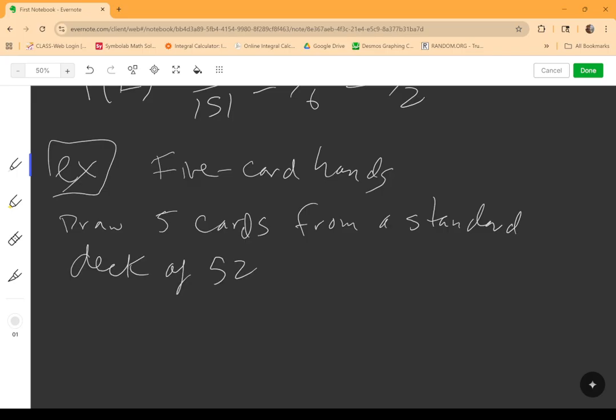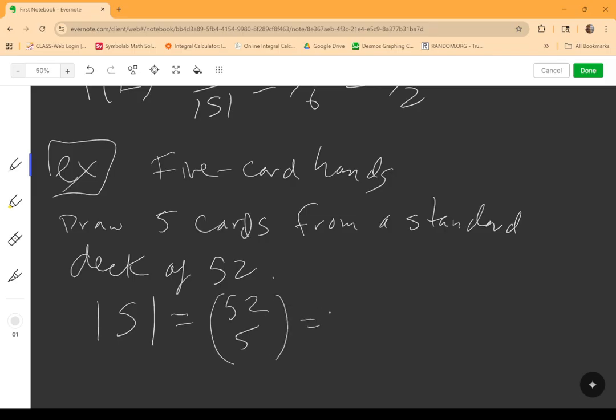Deck of 52. All right, so first let's find my sample space, right? So S, my sample space, is drawing 5 cards from a standard deck. So if I think, well, how big is S? Well, that is just 52 choose 5.